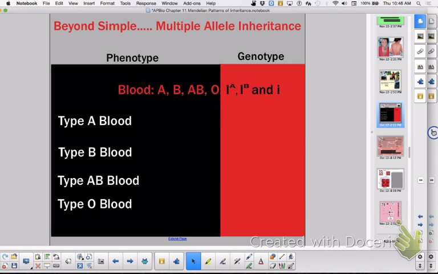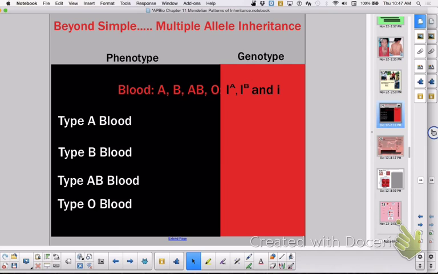So I want you to think, if this is the phenotype, type A blood, you still only have a homologous pair of chromosomes. So you can't get all 3, right? Unless non-disjunction took place. You only get 2. Which 2 copies would you need to get in order to get type A blood?